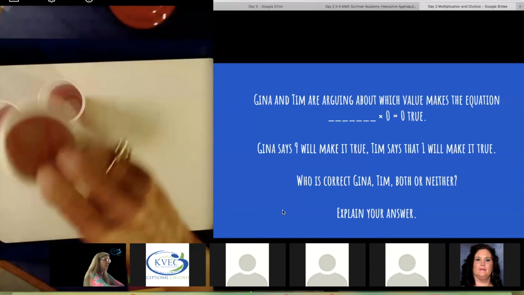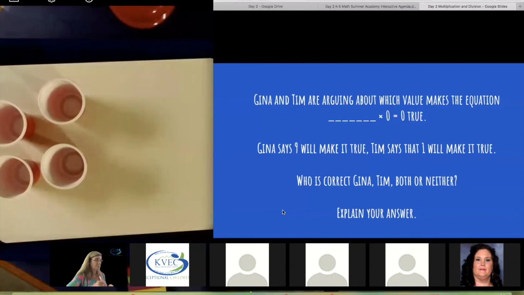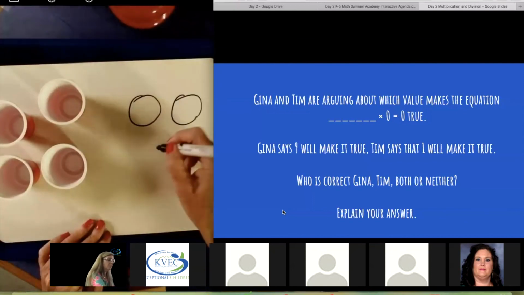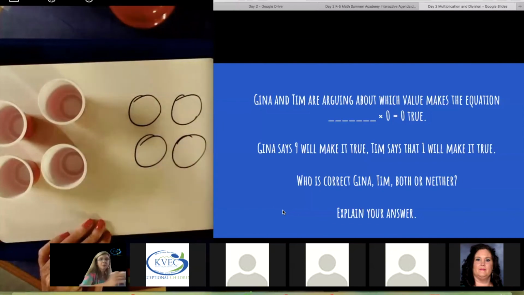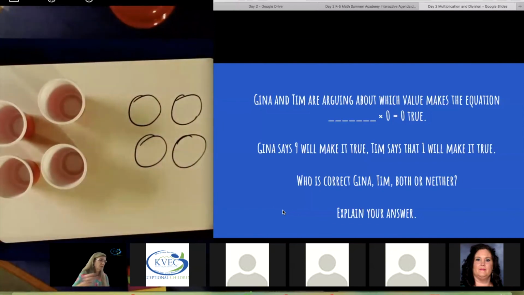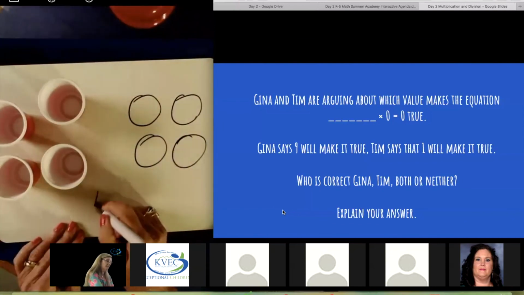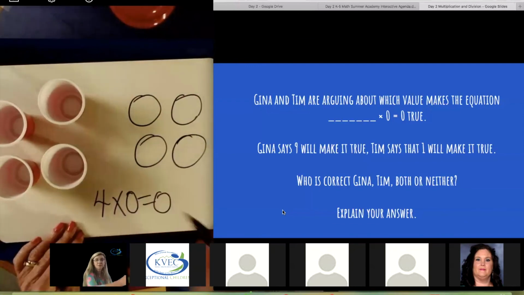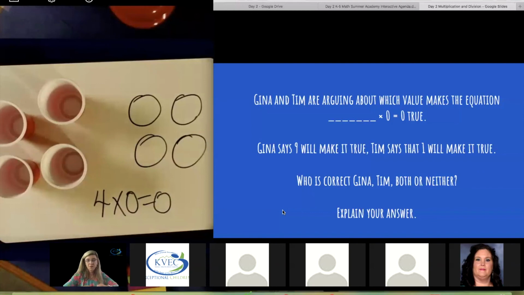We've got to do the concrete. And then we've got to model that semi-concrete where we draw our 4 groups and we put nothing in them. And then we take it on to that next step. 4 groups of 0 is 0. Modeling all the way.